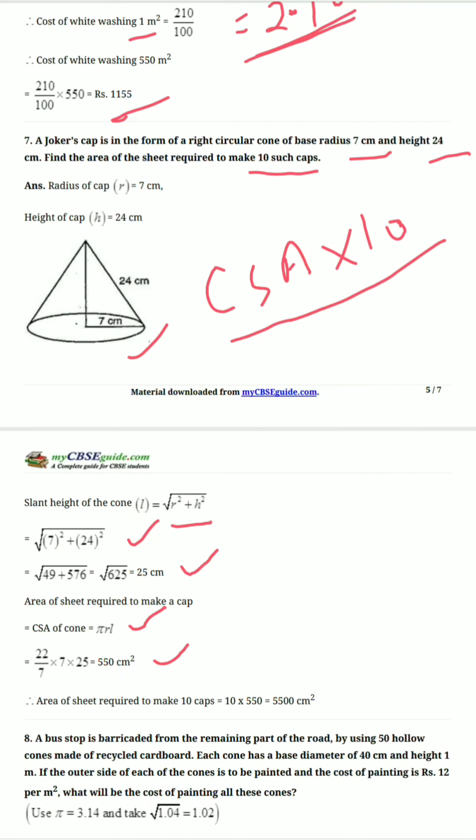So this is the CSA of one conical cap, meaning the material or sheet required for making one cap. Now we require 10 such caps, so we multiply this area by 10, it will come 5500 centimeter square. So the total area of the sheet required will be 5500 centimeter square. Now next question.